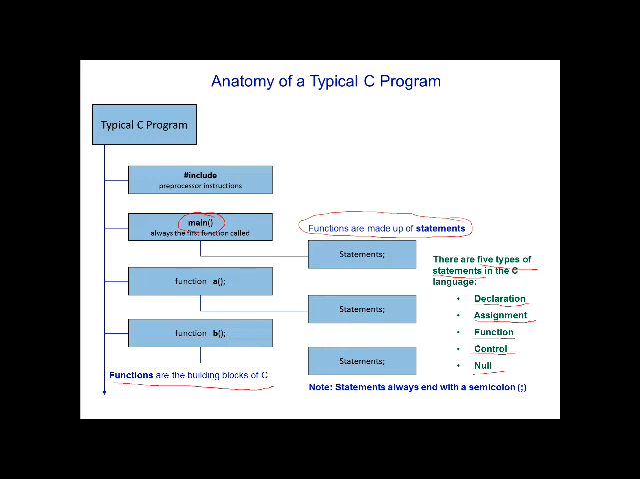Notice functions are made up of statements, and they can be any of these 5 types of statements. One thing you should note is statements always end with a semicolon. So if you have multiple statements, each statement should end with a semicolon. I'll bet you will forget to put one of these at the end of a statement, and when you run it, the compiler or the interpreter is going to complain that there's something wrong. There's a good chance that you forgot the semicolon. So save yourself a lot of grief and always put a semicolon at the end of a statement.